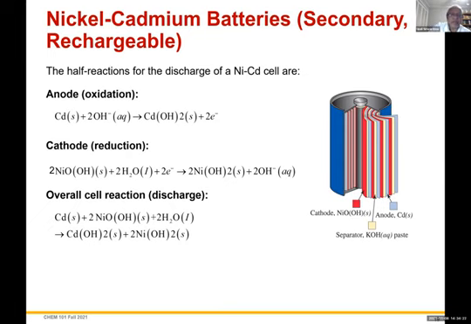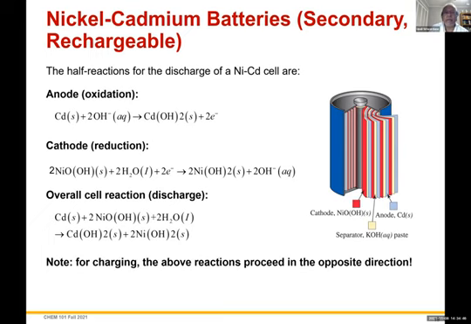This is the discharge. If you charge it using your charger hooked up to a wall outlet, they reproduce cadmium and nickel oxide, so you can reuse it. This is a secondary, rechargeable battery. The nickel cadmium battery is very common. For charging, the above reaction proceeds in the opposite direction. During the charging, the opposite reaction takes place. Discharge means when you draw electrical current.